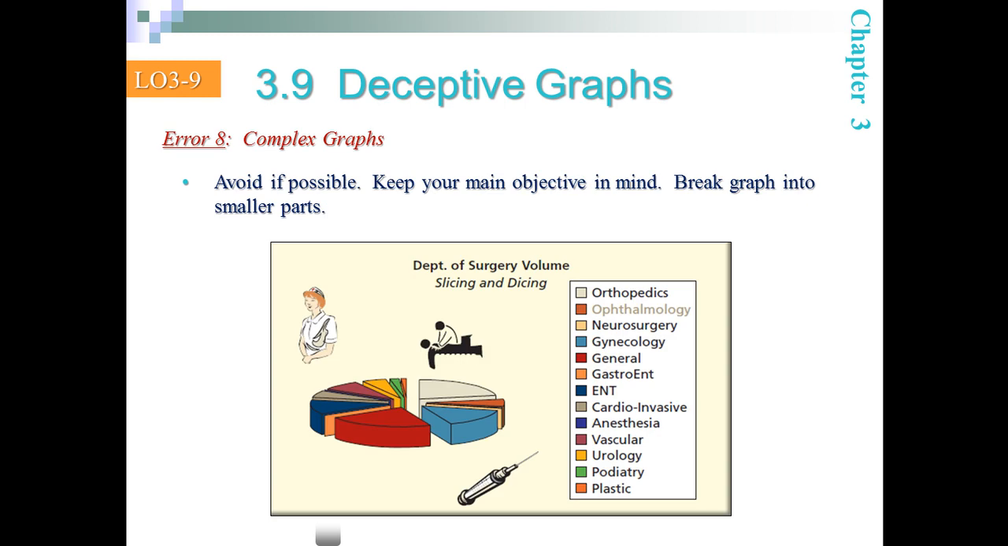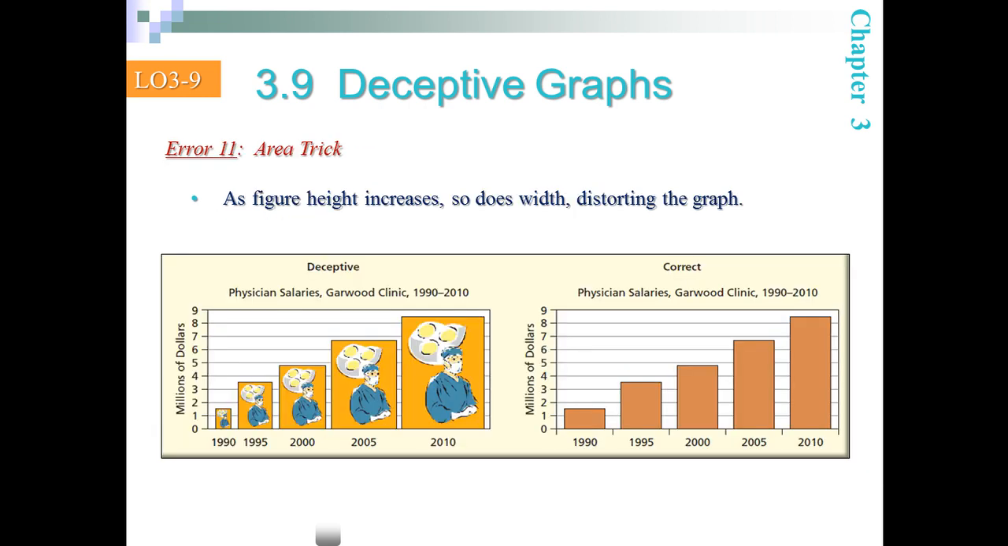Here we've got an example of way too many categories to be dealt with effectively, and the chart looks pretty with all the different colors, but it's very difficult to know what the proportion of orthopedics is, for example, here without putting the numbers. And again, if you're going to do that, you may as well just put the numbers in, make a table instead of a chart. Another thing that's done sometimes is to increase not just the height but the width as well, and that makes 2010 look bigger than it should.